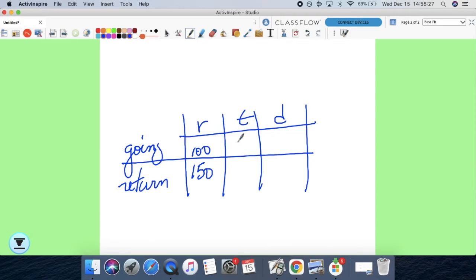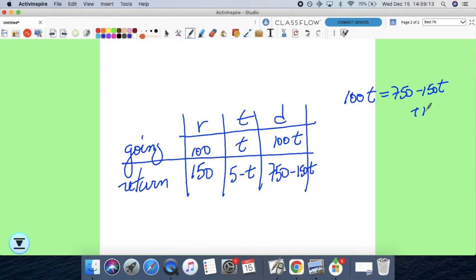Okay, so the total flight is 5 hours, so we can put 5 here. Let's call the going t, which means the return is going to be 5 minus t. Multiply the two columns to get our distance, and right now the distance is represented by 100t, and here it's going to be 150 times 5, which is 750, minus 150t. Okay, so we know that their distances here are going to be the same, going and returning, so we can write 100t equals 750 minus 150t.